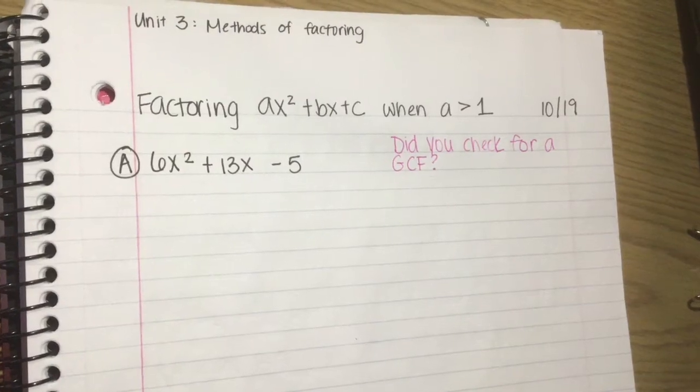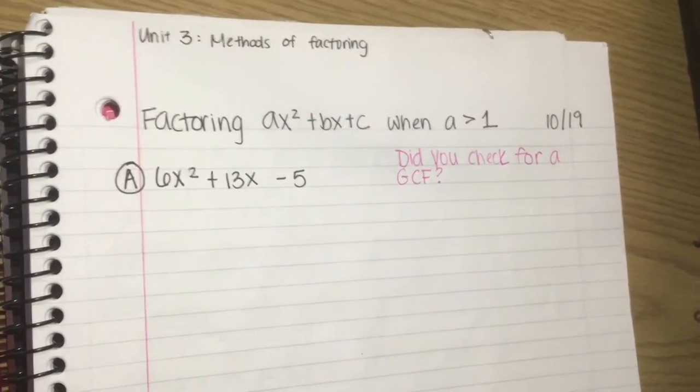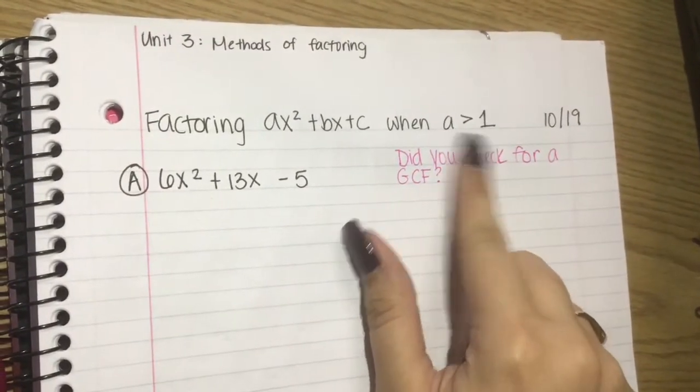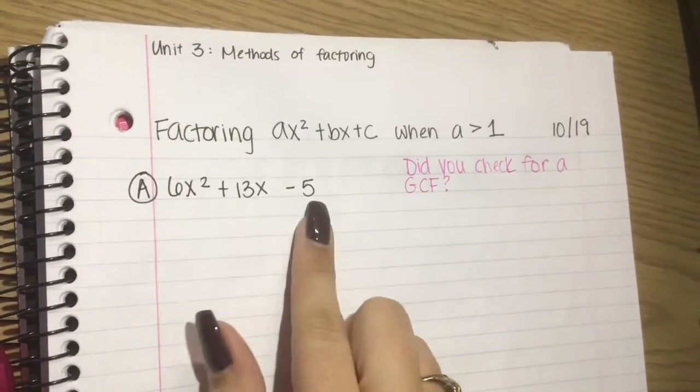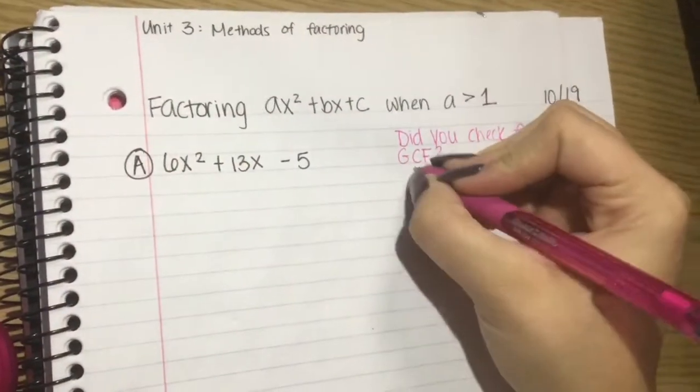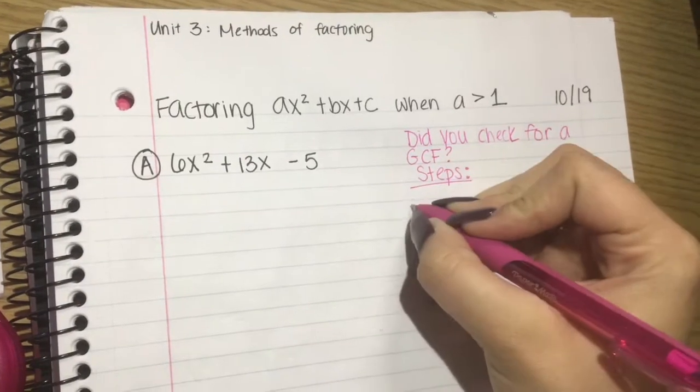Today we're going to talk about factoring a quadratic trinomial when the a is bigger than 1. We're looking at this expression. We know that the a is 6 here, which is bigger than 1. So we want to check for a GCF. We do not have one here. Then we want to follow these steps to try to factor.